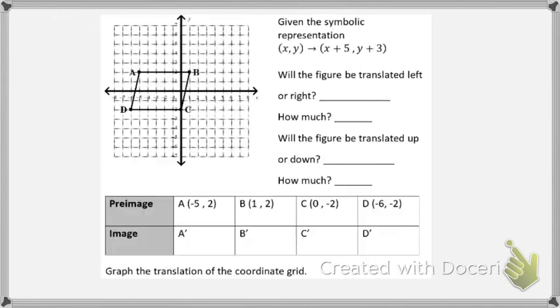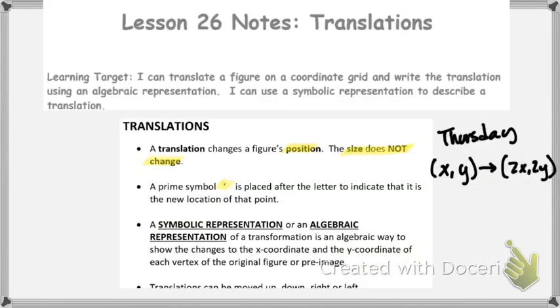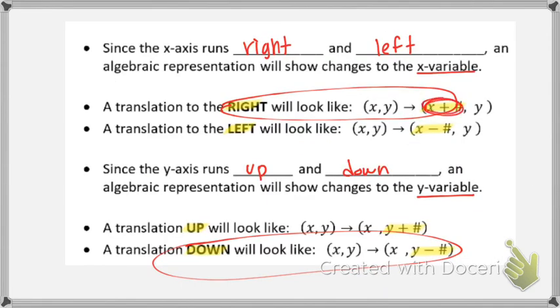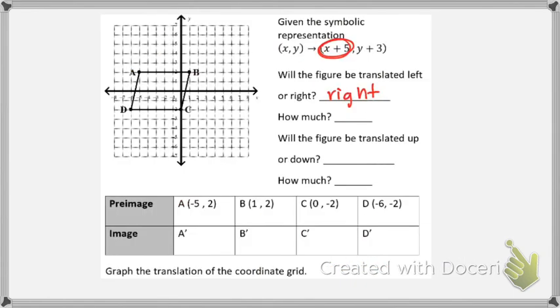Okay. And then for the last example, we have this quadrilateral, and they give us the symbolic representation now. So it's saying we have an original x, y, and we're changing it to this new one. Okay, it says, will the figure be translated left or right? So remember, left and right is our x value. Here it says we're adding. Adding is going to be going to the right. Okay, and if we want to look back, here we said if we're adding to x, we're going to the right. Okay, and by how much? We're adding 5, so we're going to the right 5.